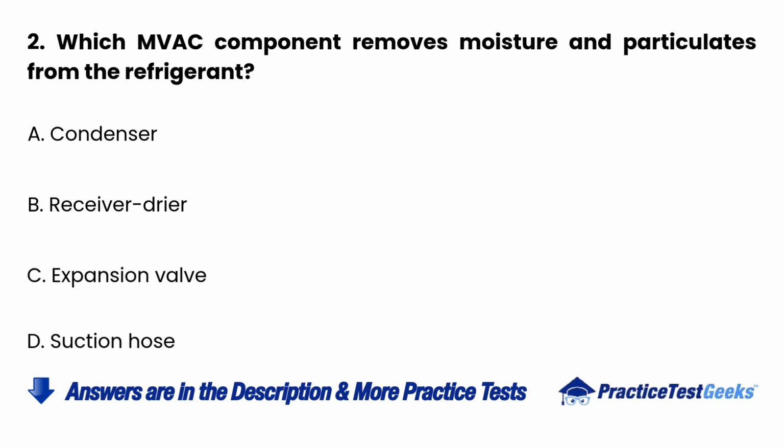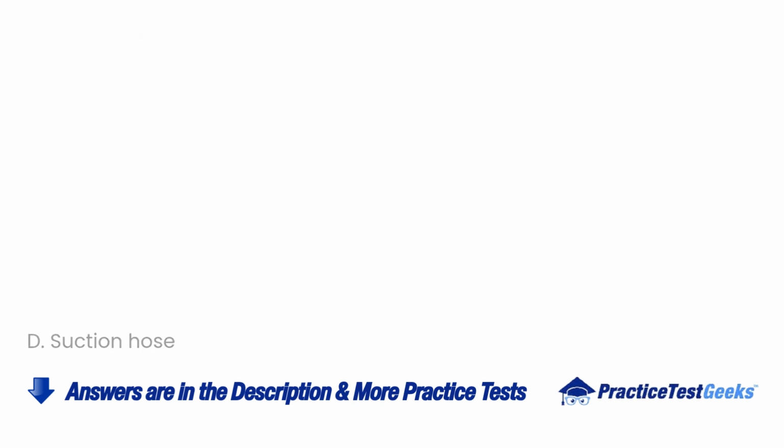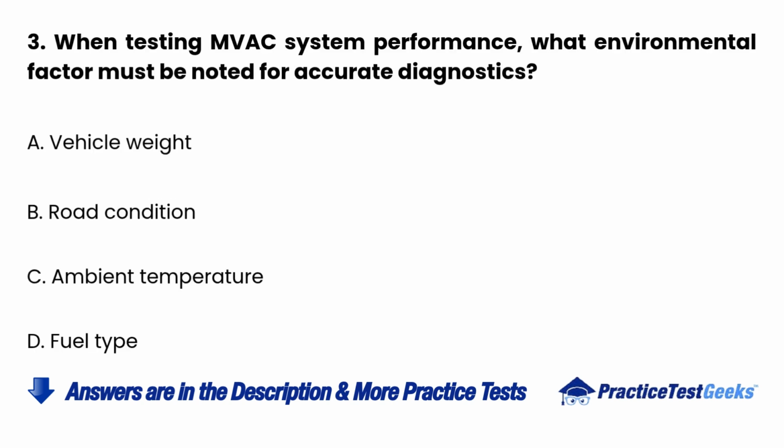A. Condenser. B. Receiver dryer. C. Expansion valve. D. Suction hose. 3. When testing MVAC system performance, what environmental factor must be noted for accurate diagnostics? A. Vehicle weight. B. Road condition. C. Ambient temperature. D. Fuel type.